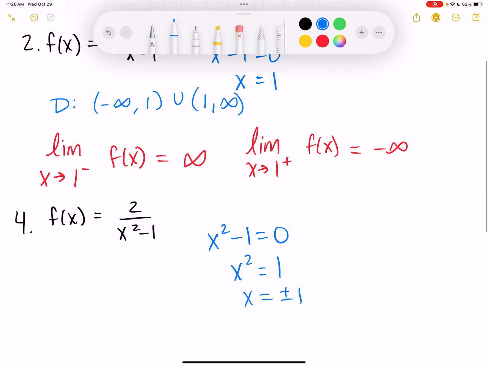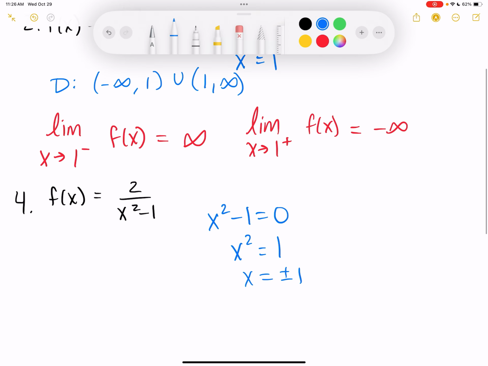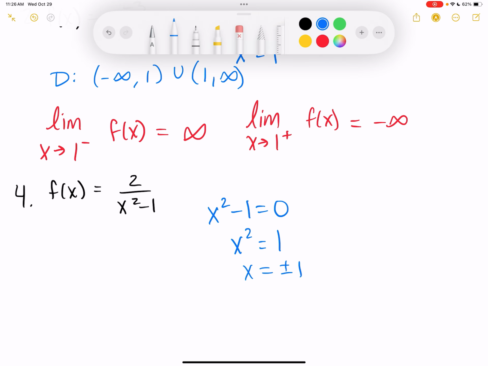So that means I'm going to have 4 limits to check on this one. The domain of this function would be negative infinity to negative 1, union negative 1 to 1, union 1 to infinity. We're not including any of those because those numbers would cause a problem in there.